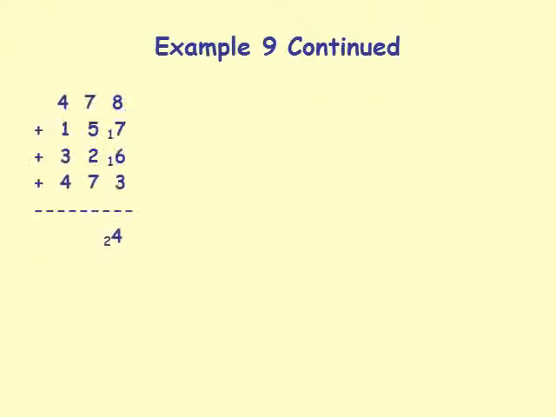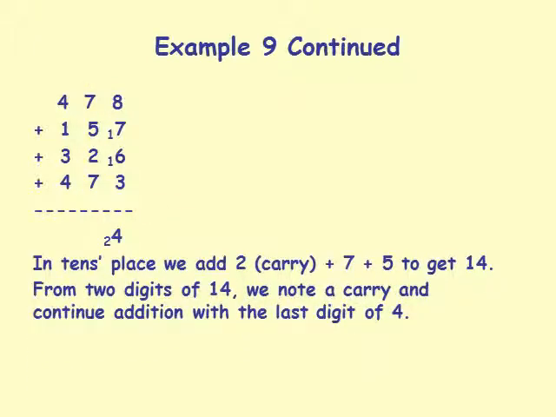Okay, the same problem again. So we have 4 as the answer for the units column, and 2 is the carry. So we are going to continue this addition in the tens place now. We carry 2, and 7 plus 5... 2 plus 7 is 9. Okay, so 9 plus 5 is 14. So we got 14 here.